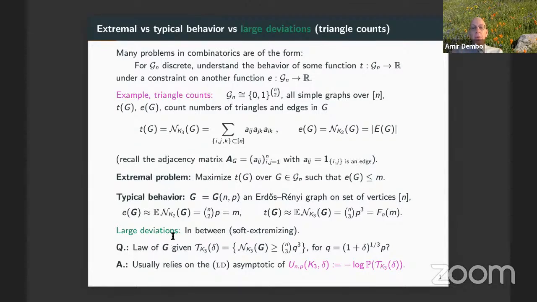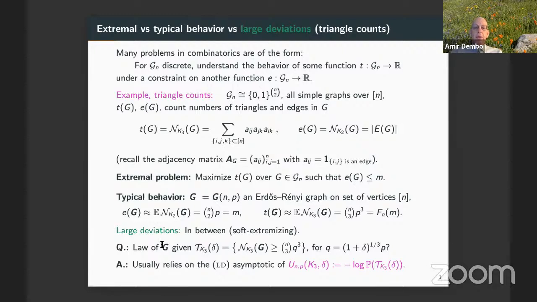What I want to know, which is closely related to the extremal problem, is to know the law of the graph if it belongs to this rare set. That is to say, what is the most likely way to achieve the unlikely event of having many triangles in a graph where essentially, because of the probability constraint, the typical number of edges is equal to m. So that's kind of a softer version of the extremal problem.